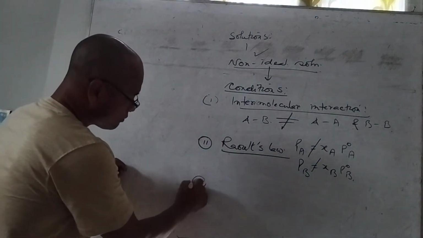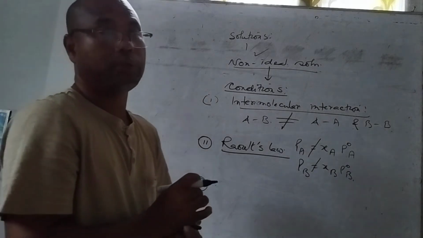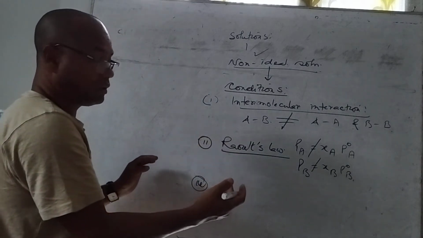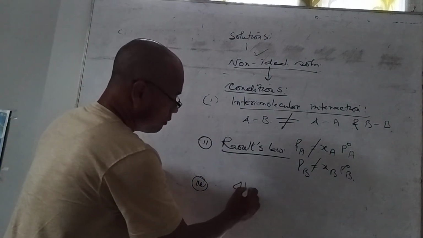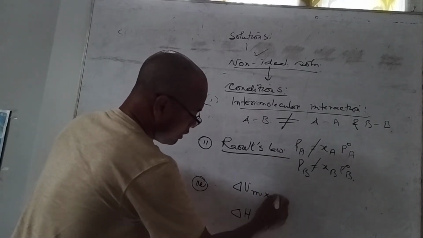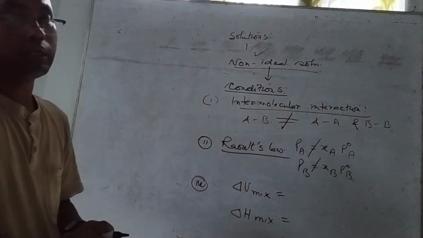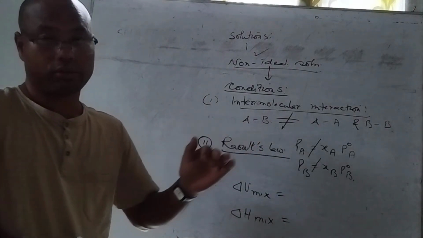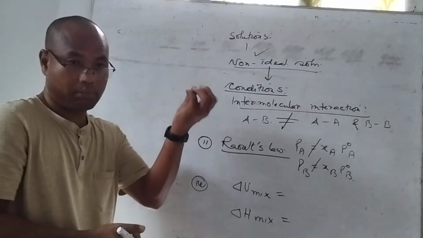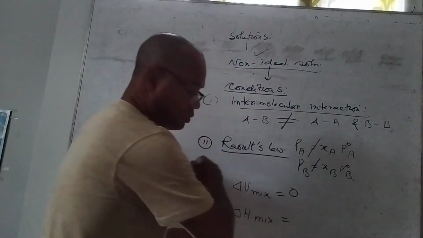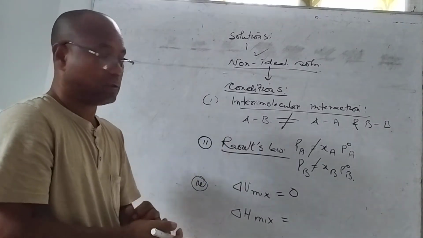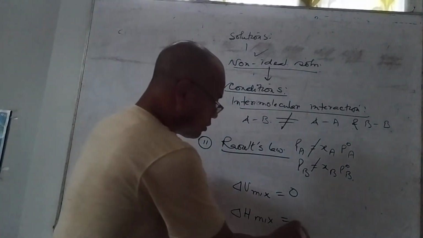Then number 3. Thermodynamically, how do we define the non-ideal solution? For the ideal solution, the important thermodynamic properties are, number 1, the volume of mixing, and number 2, the enthalpy of mixing, right? For the ideal solution, the volume never changed. That means the change in the volume of mixing was 0. And the change in enthalpy for the mixing of the two liquids also remained constant, equal to 0.